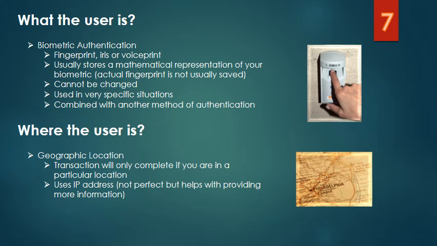Where the user is. This uses geographic locating using GPS tracking and IP addresses to determine the user's location. If it is an unusual location, use will be blocked until a security question or another method of authentication is provided. What the user is. This is biometric authentication, using fingerprint, iris, or voice prints which cannot be changed, and combining them with another method of authentication.